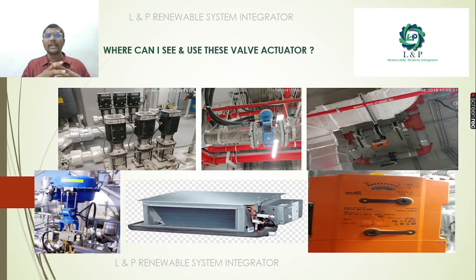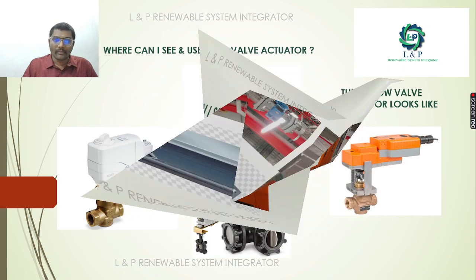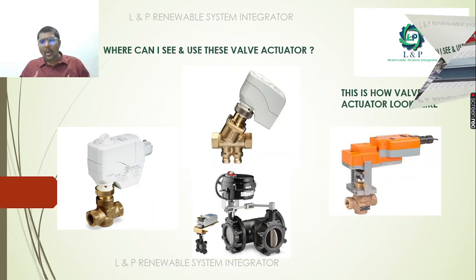So modulating type is used in the places where precision is very important, because, as I told earlier, for all the chill water plants and oil and gas industries, based on our applications, we need to control the valves. So how does it look?